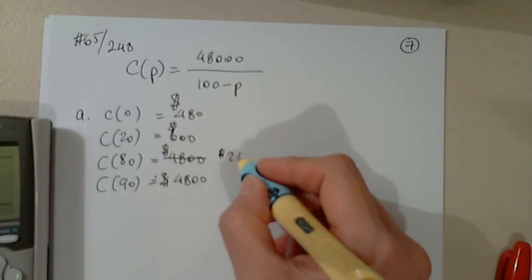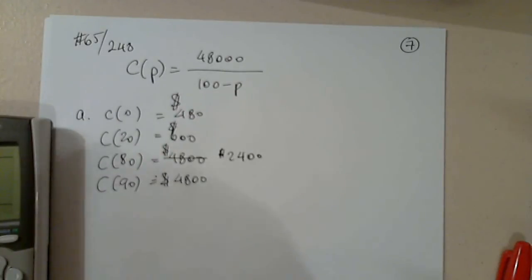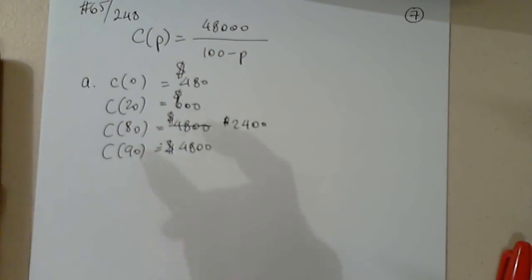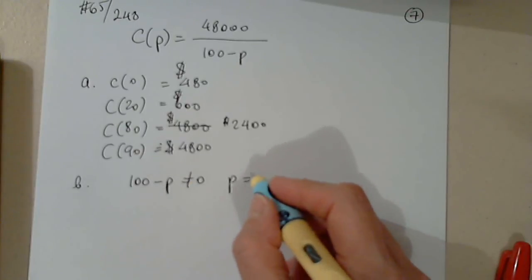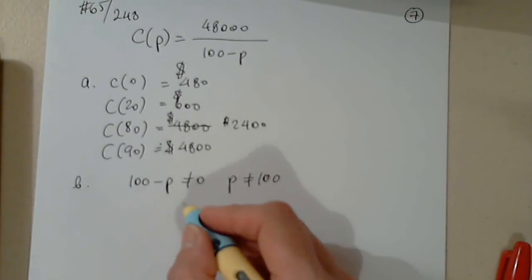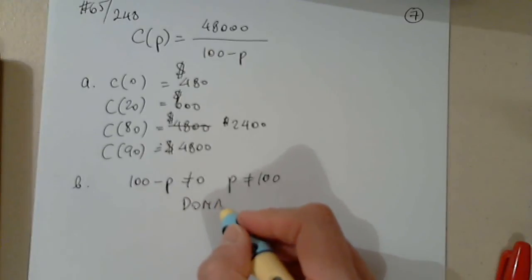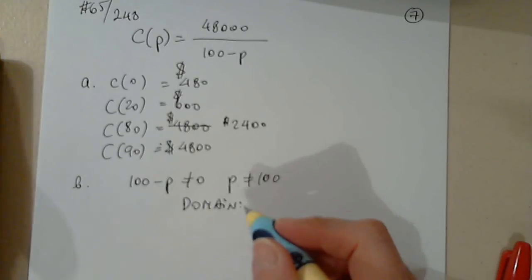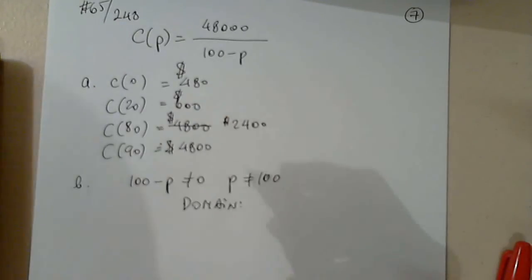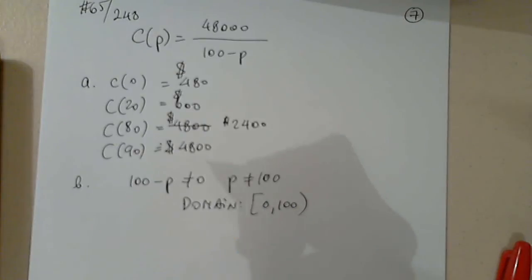And that is 2,400. Part B. Find the domain of C. Of course, 100 minus P cannot be 0. So P cannot be 100. So the domain is between 0 and 100. Percentage cannot be negative, and it cannot be more than 100 anyway.